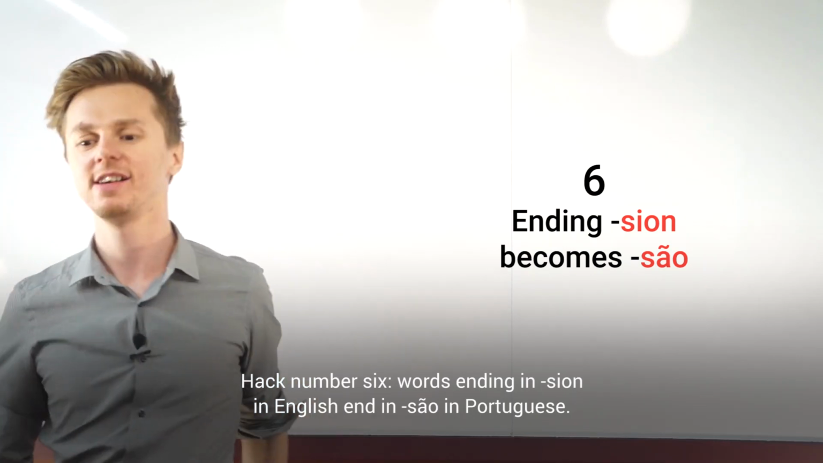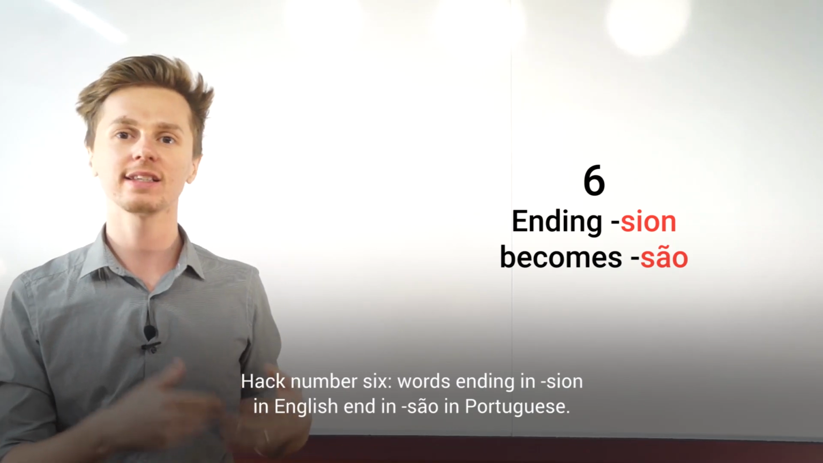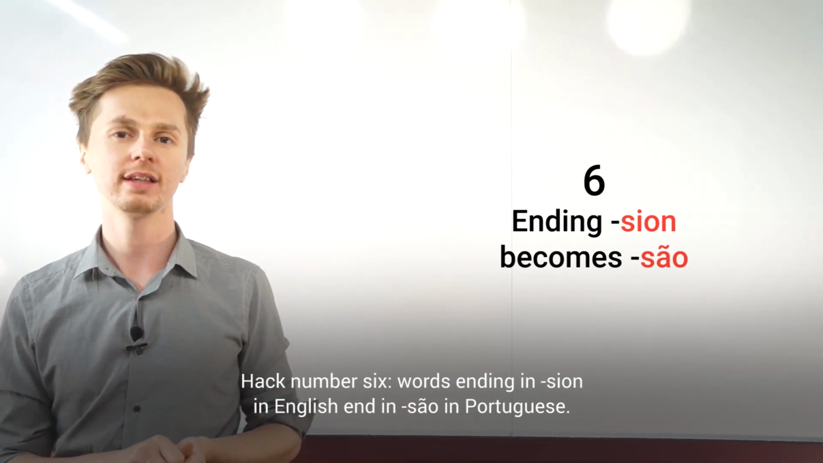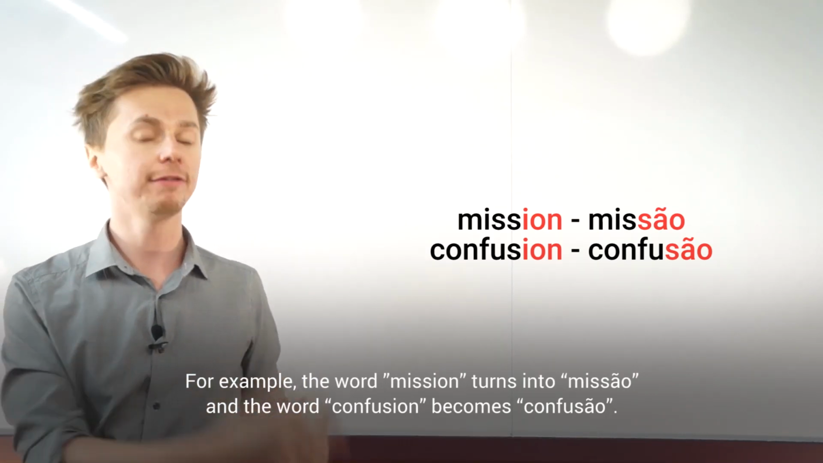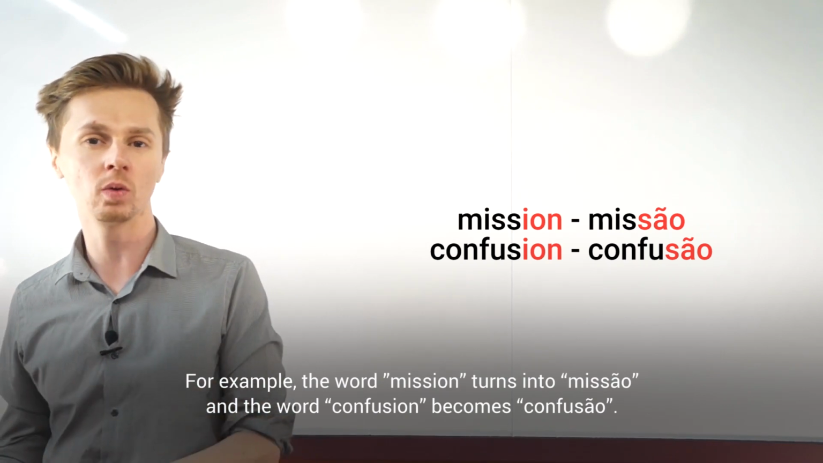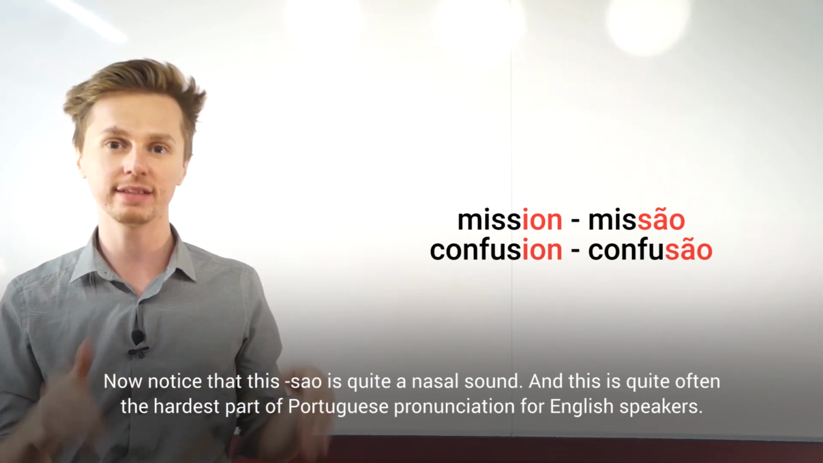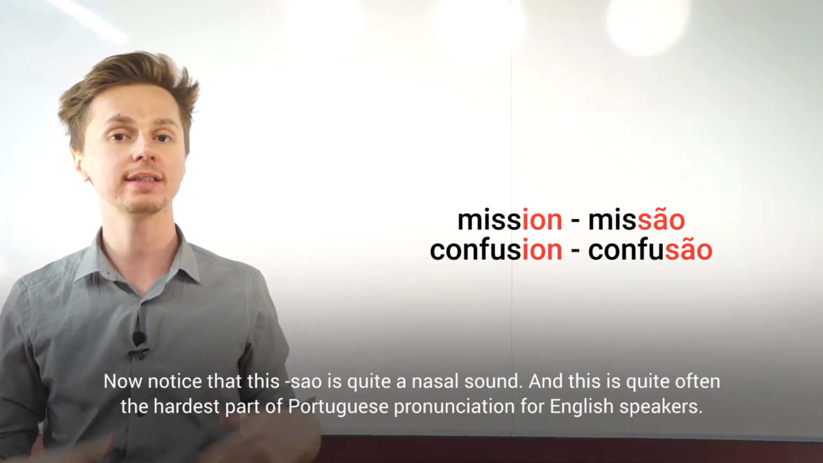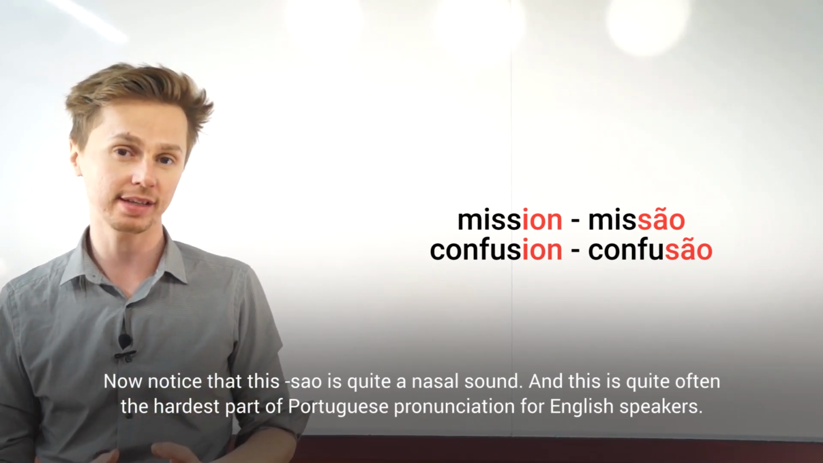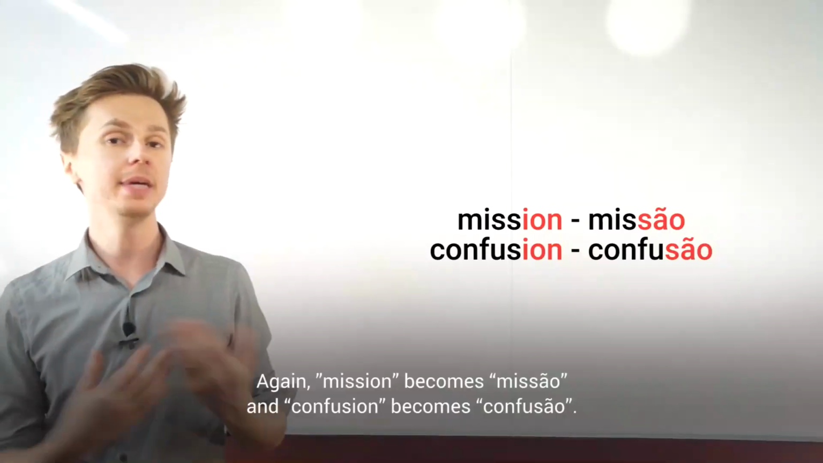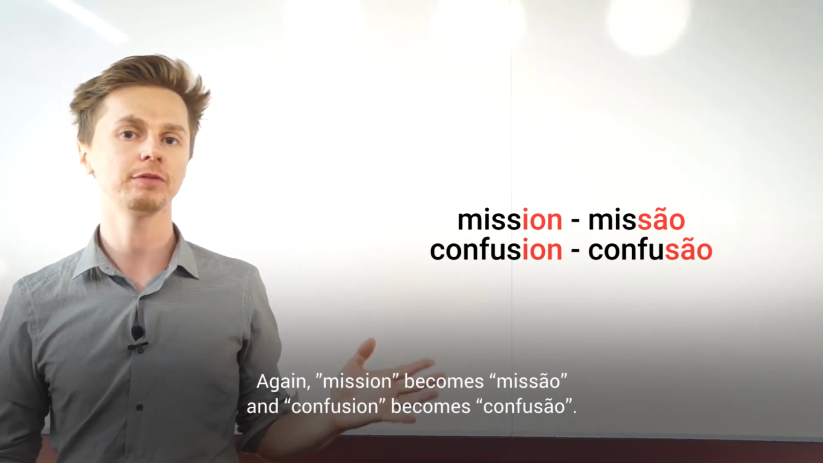Hack number 6. Words ending in SION in English end in SÃO in Portuguese. For example, the word mission turns into missão, and the word confusion becomes confusão. Now notice that this SÃO is quite nasal sounding. It's not "sao", but "são". And this is quite often the hardest part of Portuguese pronunciation for English speakers. Again, mission becomes missão, and confusion becomes confusão.